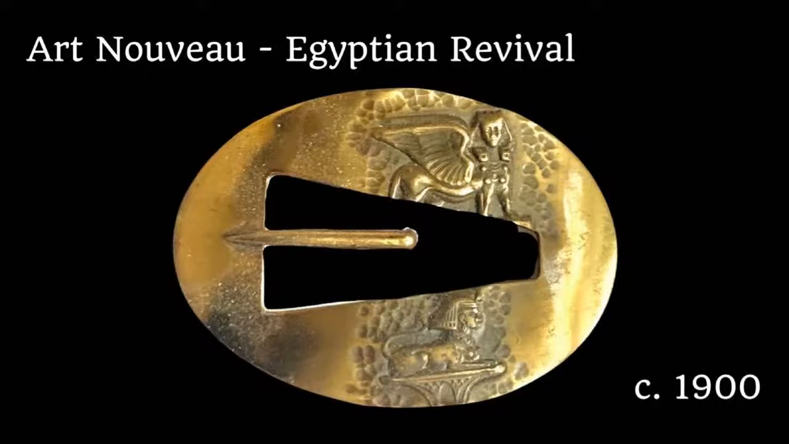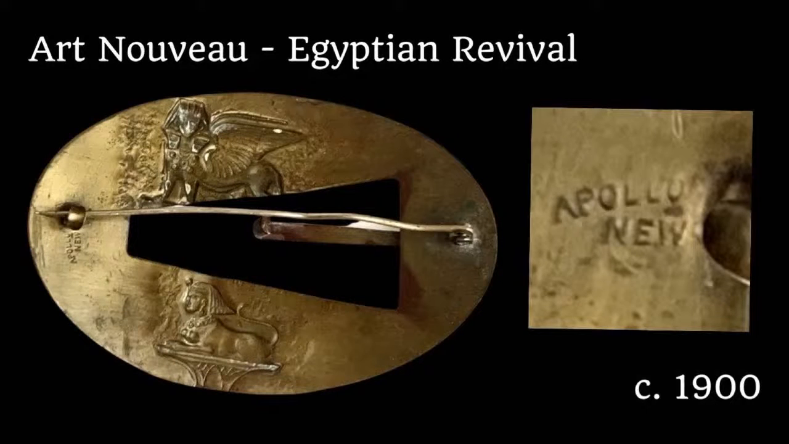Now, this is another one, same time period, much larger, much more boisterous, and this is from some friends in the USA. This is a fantastic Egyptian revival buckle. We can see 2 versions of the Sphinx, and it is a buckle brooch, or known as a sash pin, and it has hammered details. You can see it front to back as well, and this was made by the Apollo Company in New York, and these are highly collectible.